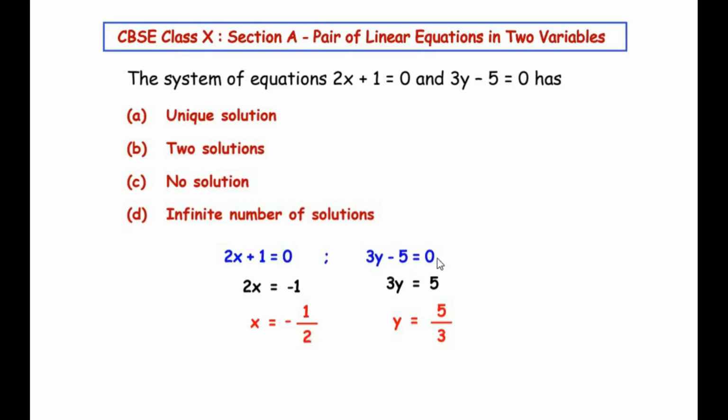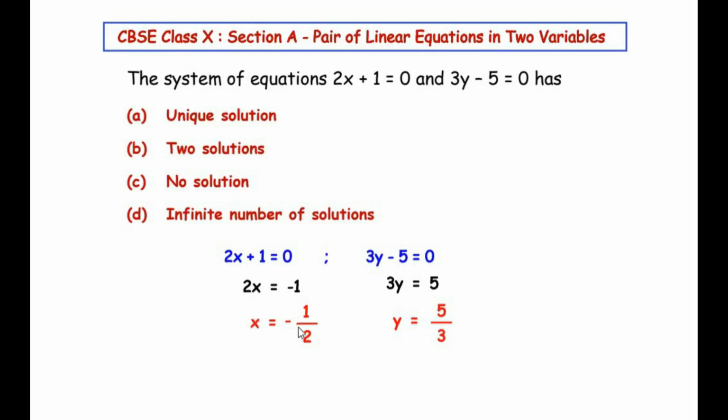Now let us check for the second equation. 3y − 5 = 0. Taking −5 on the other side of the equal to sign, we get 3y = 5. Now taking 3 on the other side, we get the value of y as 5/3. So here we have just one value of y as well, that is 5/3.